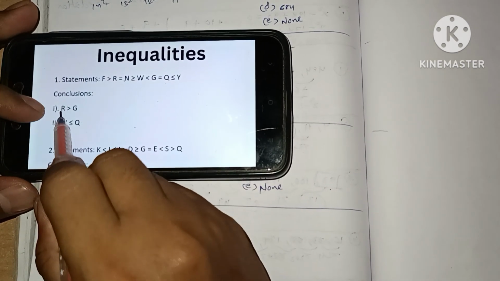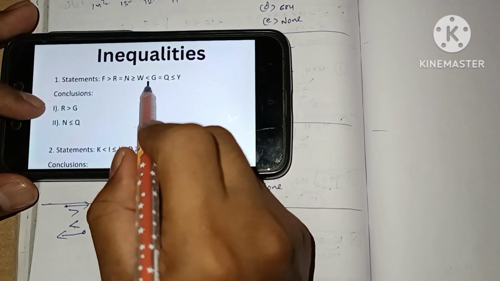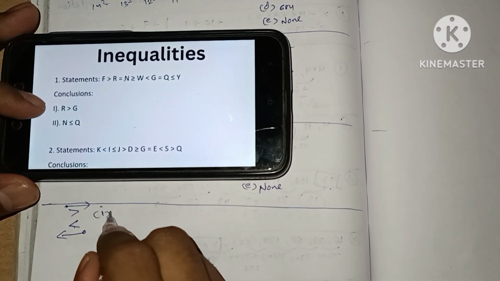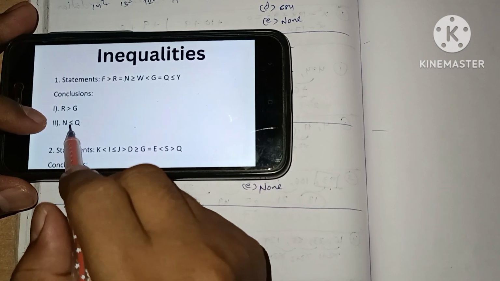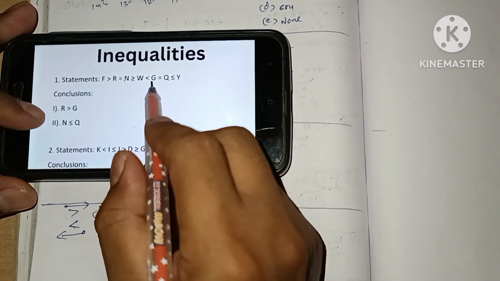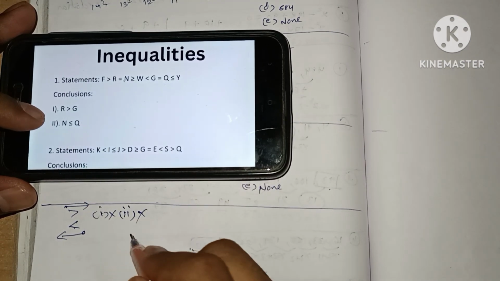The flow from R to G. From R we can reach to N and W but not able to reach to G. So first conclusion will be false. Second conclusion. The flow from Q to N with everywhere equals to. From Q we can reach to G but cannot able to reach to N. So second conclusion is also false.